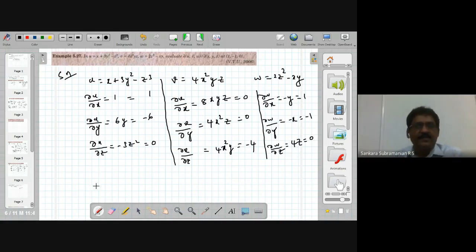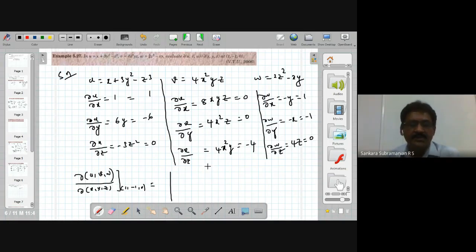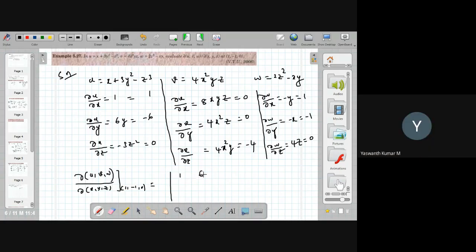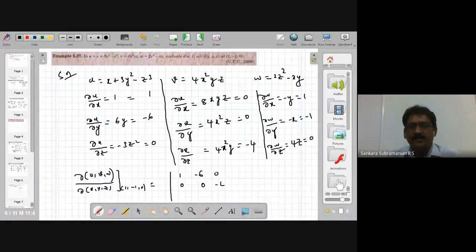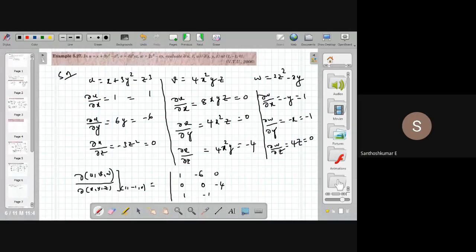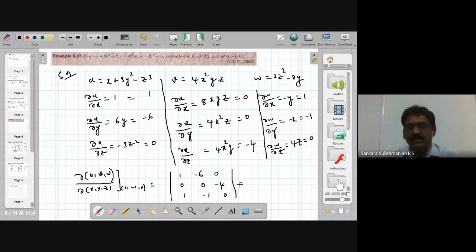So therefore, we can evaluate this simply, right? Jacobian of the variables u, v, w with respect to x, y, z at the point 1, -1, 0 is equal to a 3 by 3 determinant. You have dou u by dou x, which is 1, minus 6, 0, then 0, 0, 4, and 0, 0, minus 4, and 1, minus 1, 0. What is the answer you get?